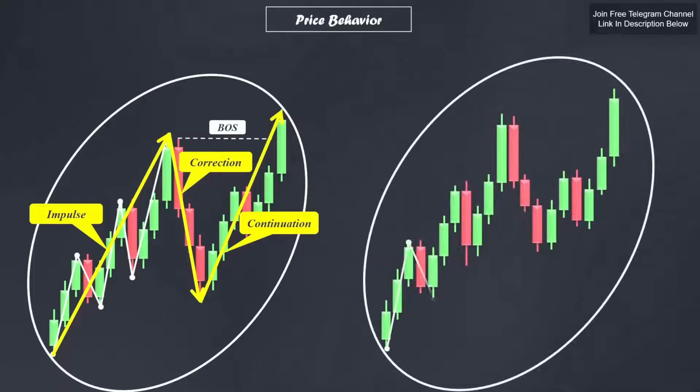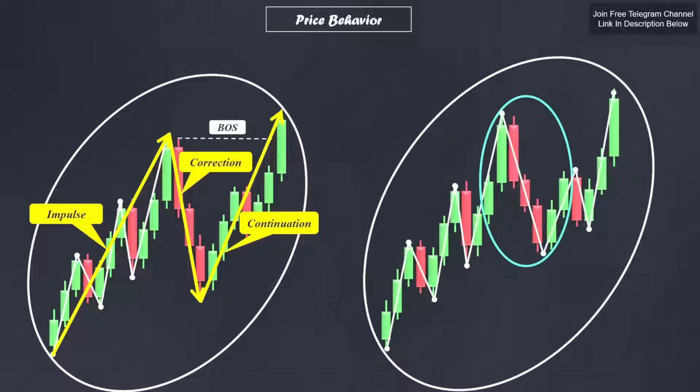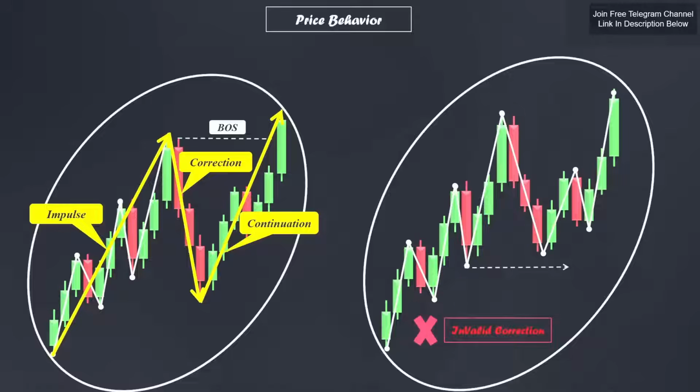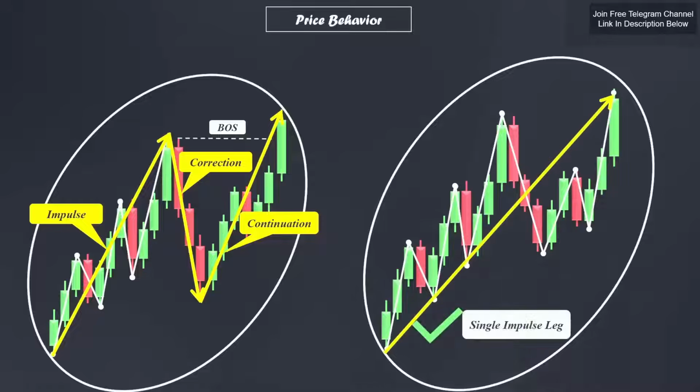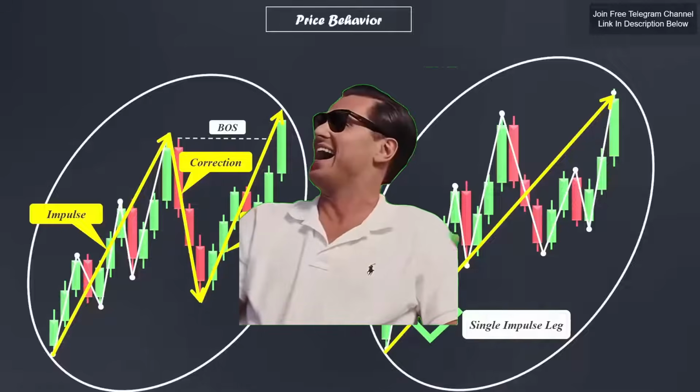Sometimes price moves upward with only small pullbacks, and none of them break lows. In that situation, the entire movement is considered one big impulse. This is where beginners mislabel things, and institutions laugh their lungs out. Let me tell you something.